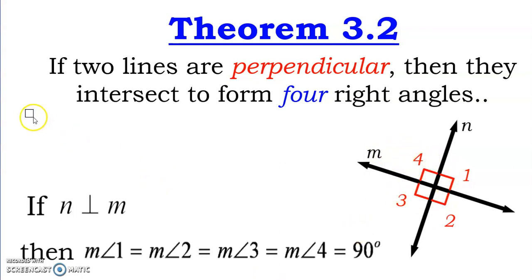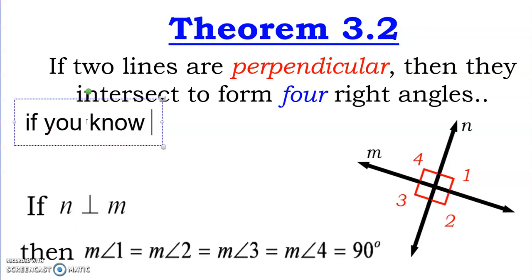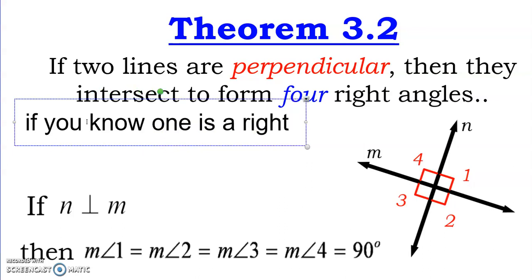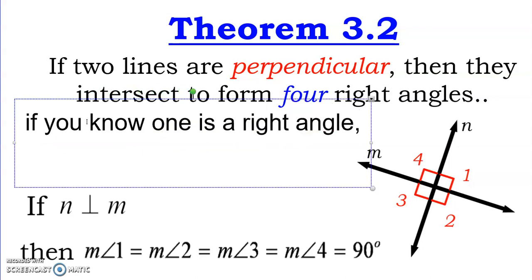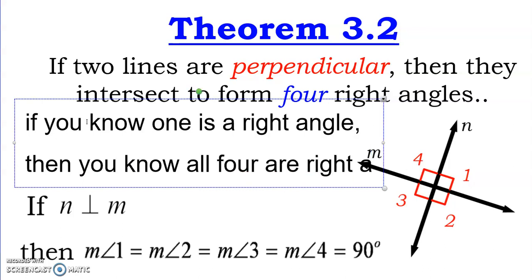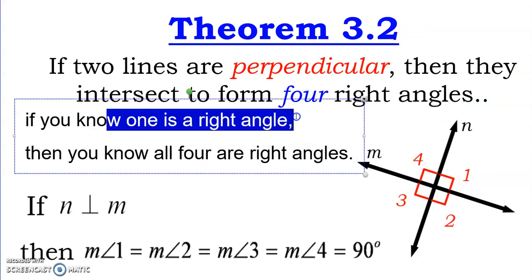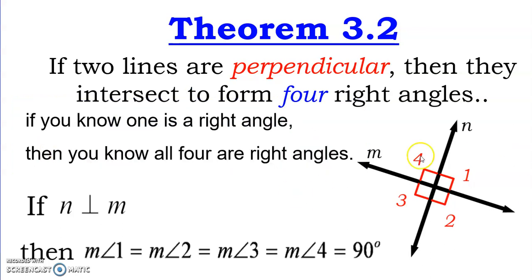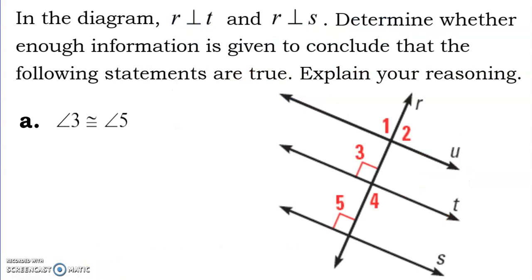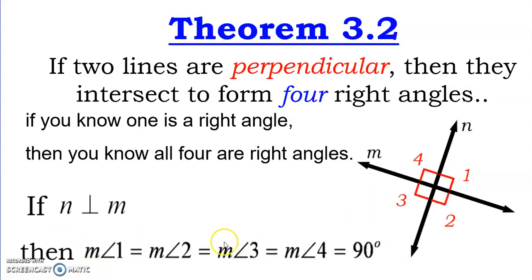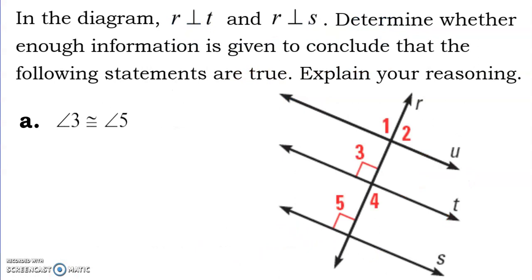So let me just reword that here. If you know one is a right angle, then you know all four are right angles. So if two lines are perpendicular, and you know one is a right angle, then you know that all four of these are right angles. Which means that if they're all four right angles, then they're all four 90 degrees.